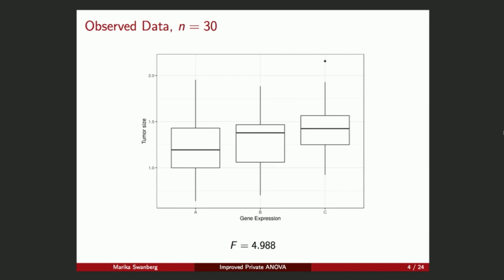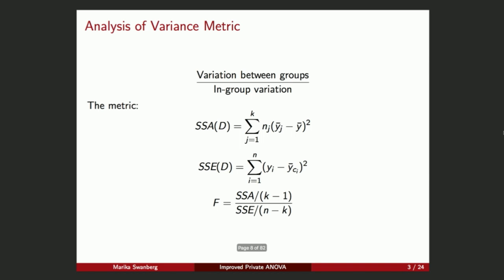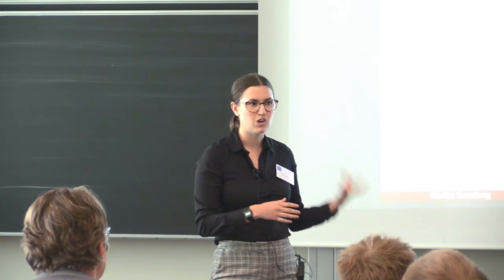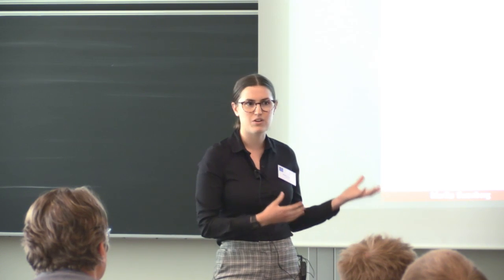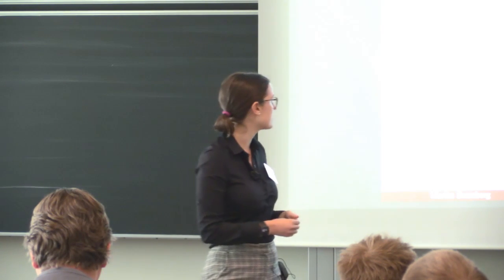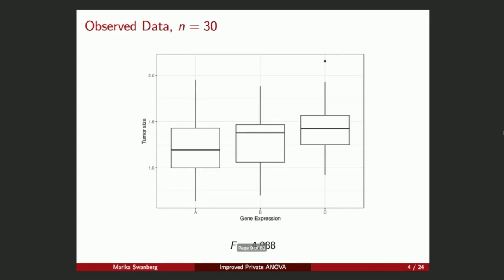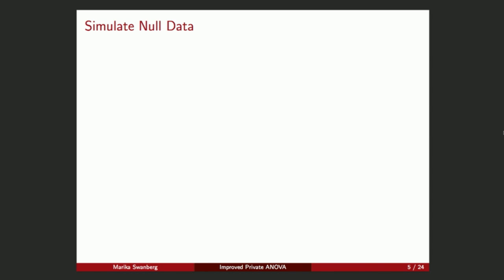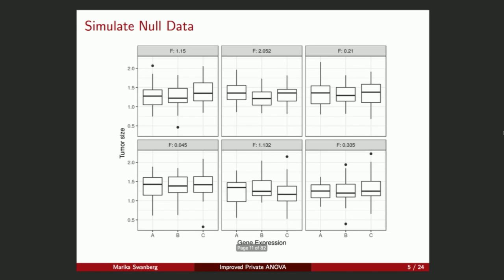So going back to this data, we can compute our F value, and we get 5. I should mention that the F statistic is designed to be low when there's no correlation or no dependency between the categorical and continuous data. So the question then is, is 5 high or low? We don't really know. So what we have to do is simulate null data, or data where there is no correlation, and create a reference distribution so we can see where our data falls on that distribution.